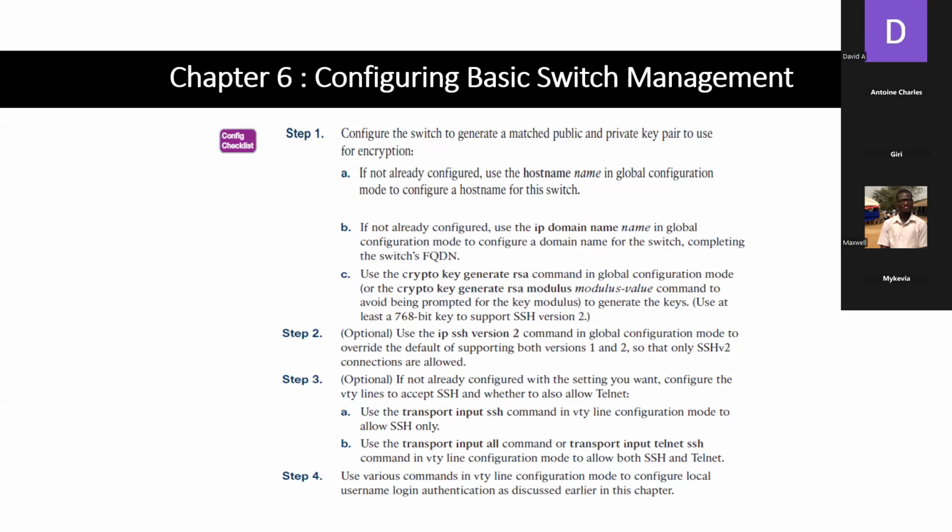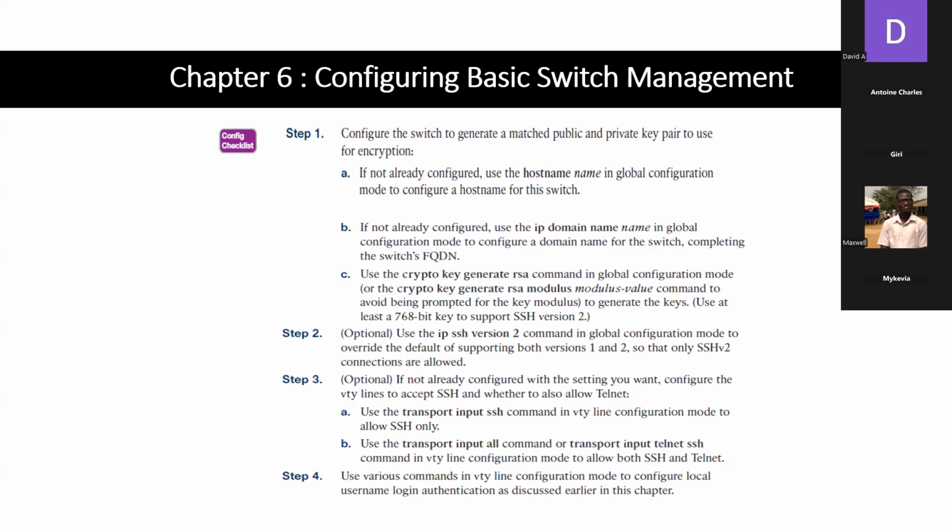If not already configured, use the hostname command in global configuration mode to configure a host name for the switch. If not already configured, which of course is not typically configured on most switches that I see, use the IP domain name command in global configuration mode to configure a domain name for the switch, completing the switch's fully qualified domain name. C, use the crypto key generate RSA command in global configuration mode to generate your public and private key. So we knock that out and move to step two.